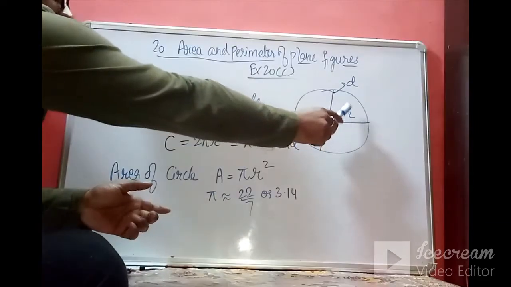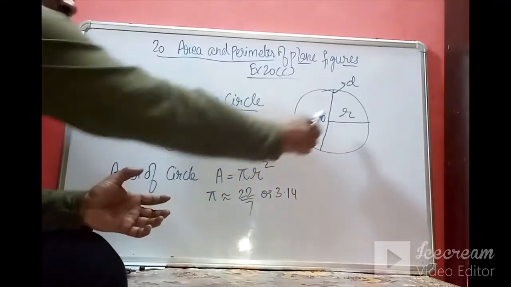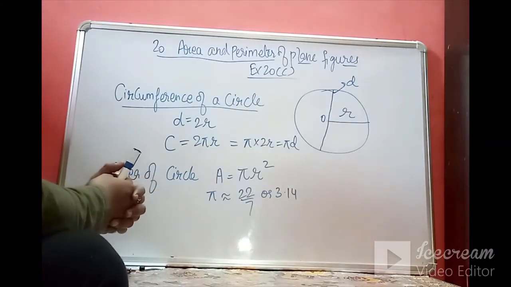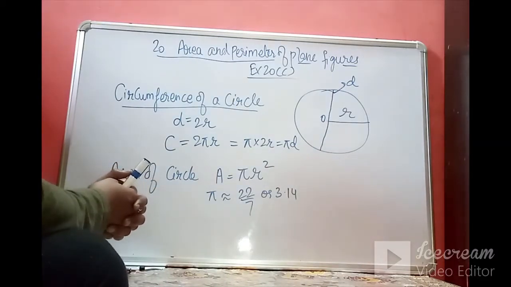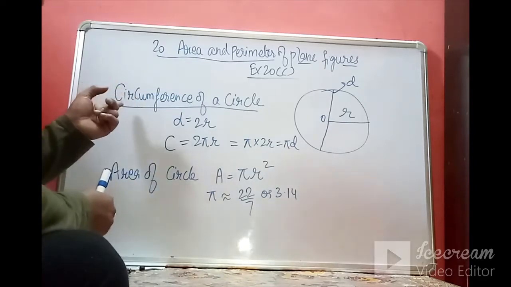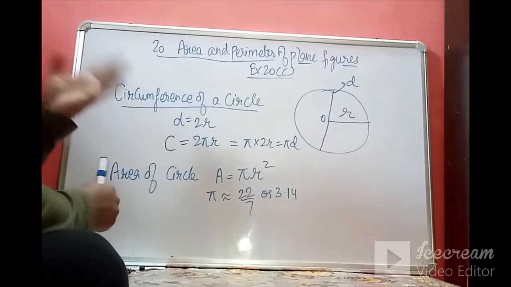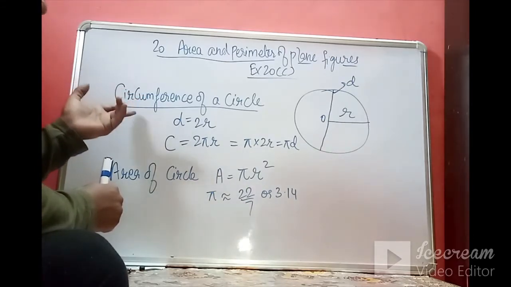So this R is known as the radius. And this chord which is passing through the center of the circle is known as the longest chord of the circle, and we also call it the diameter. So let's review a few formulas that we will use in this chapter, along with the formulas that we used in the previous chapter, previous exercise also.